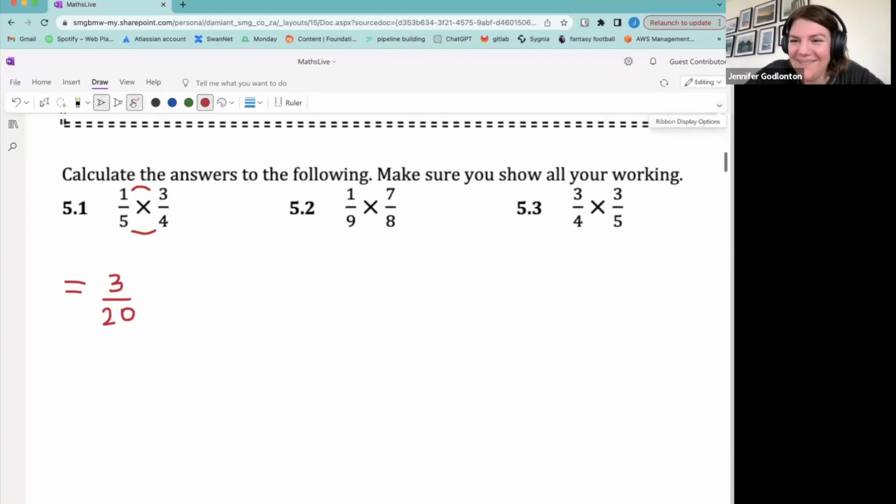Okay, I see some hands up. That's great. I'm just going to wait a little bit to give everyone a chance to give this a try. Don't forget to see if you can cross simplify. I know with a lot of these ones you can't, but make sure you look to see if you can.